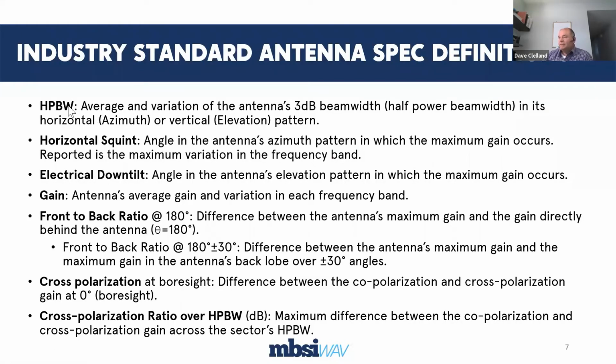So the definitions: HPBW, you'll see in antenna manufacturers' spec sheets, the half power beam width. So that's where the azimuth and elevation reach attenuation of 3 dB compared to the design direction in both.